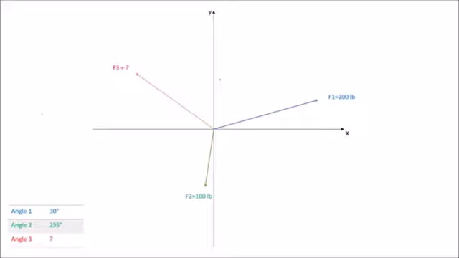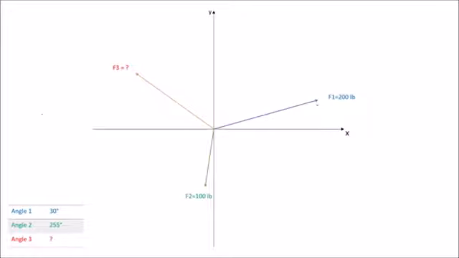But we can actually use a little bit of intuition here. Most of this 200 pounds is going to be going to the right. Not all, of course, because it is applied at an angle of 30 degrees, so some of that is going to be going upwards, but we know a large portion is going right. And for this 100 pounds, it's a smaller angle, so not much is going to be going to the left. So we can go ahead and assume that F3 is going to be acting in the left direction.